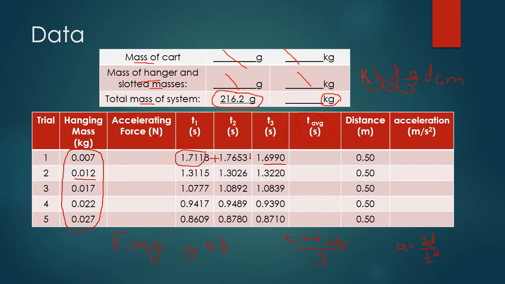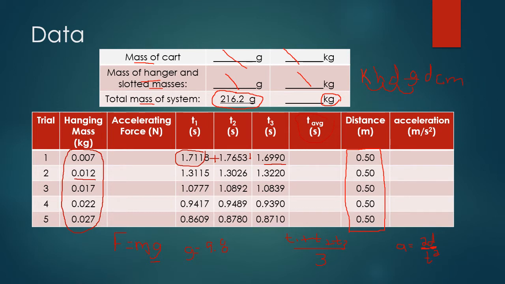So 2d, this d is the distance, and notice we have a distance column here. These are the distances that you're going to be plugging in, your d values in that equation. Notice the distance stayed the same for every trial. So you're going to take 2 times 0.5 for the numerator.